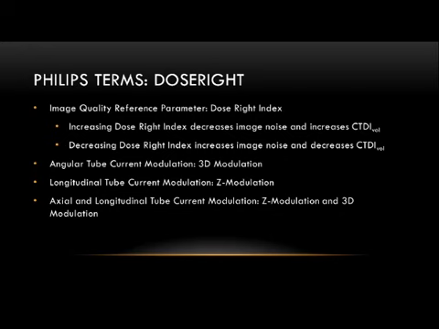I've got two slides for Philips here, since they had a fairly recent software change that changed what a number of their acquisition parameters were called. So, my understanding, this is their latest software version that's shipping, and so it's called DoseRight. Their image quality reference parameter is the DoseRight index. If you increase it, it will increase the CTDIvol, and if you decrease it, it will decrease the CTDIvol. They call their angular tube current modulation 3D modulation and longitudinal Z modulation. And the two combined are Z modulation and 3D modulation.